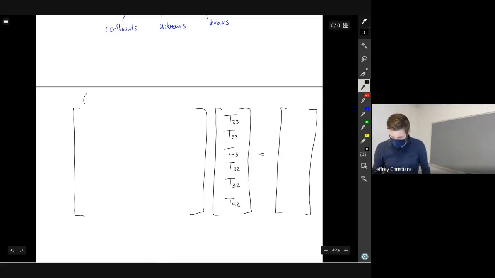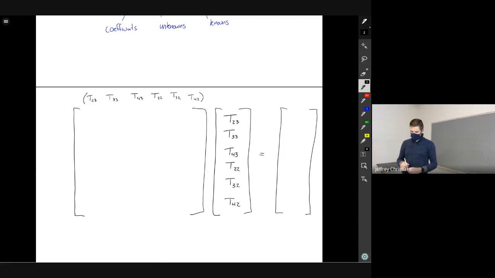I'll just write this to kind of help us as we put our coefficients in. So this is going to be the coefficient on T23. This is T33. This is T43. This is T22, T32, and T42. Okay, each of those columns.